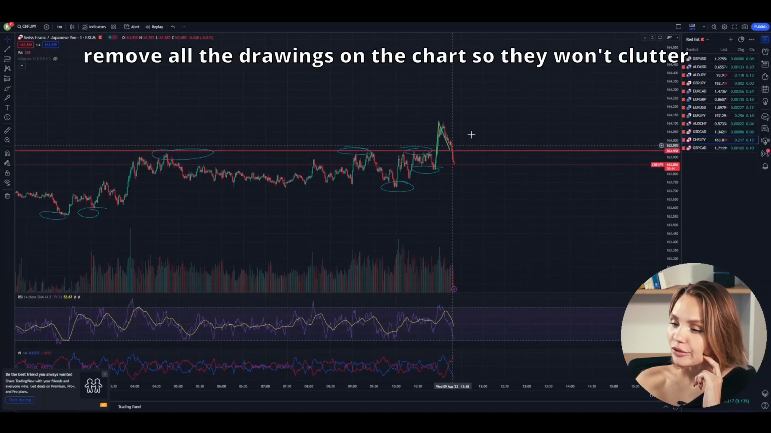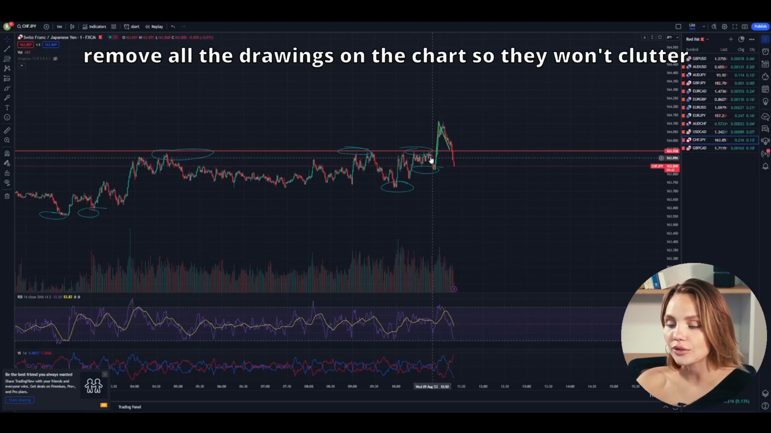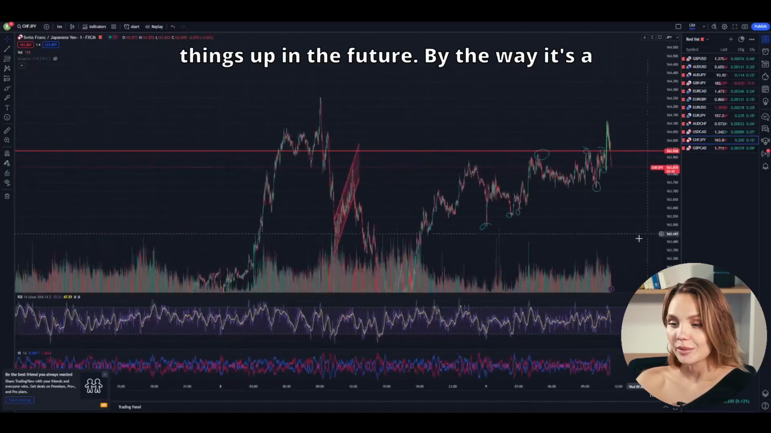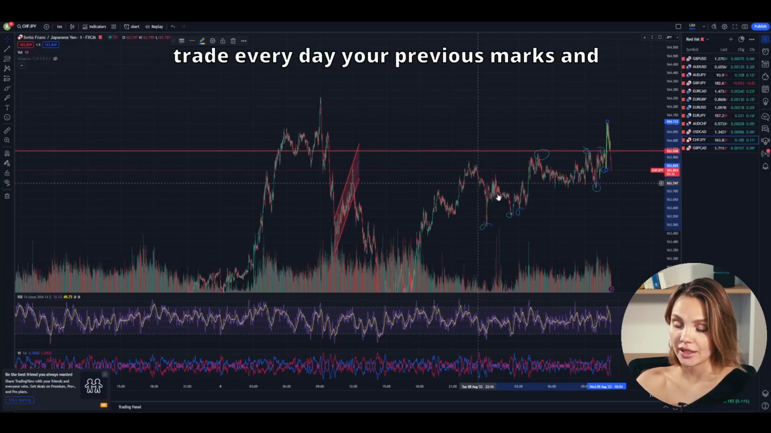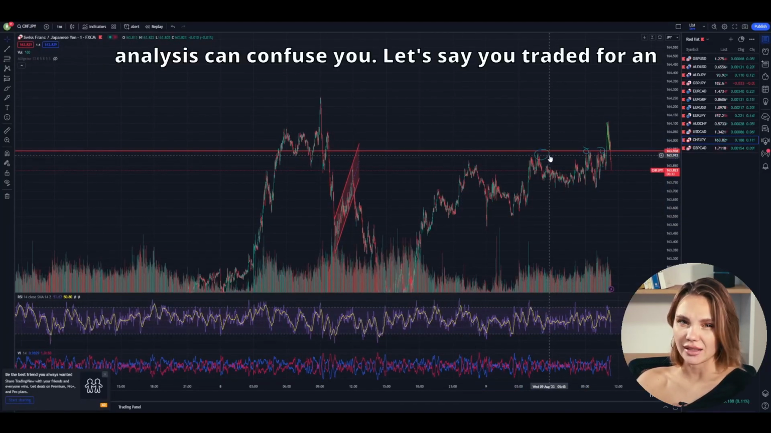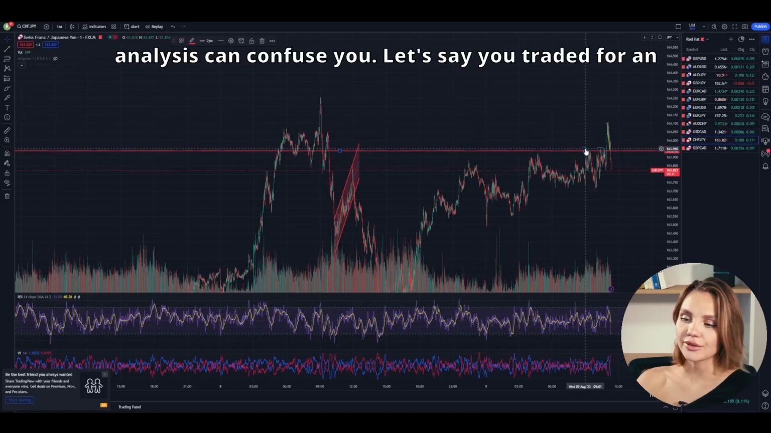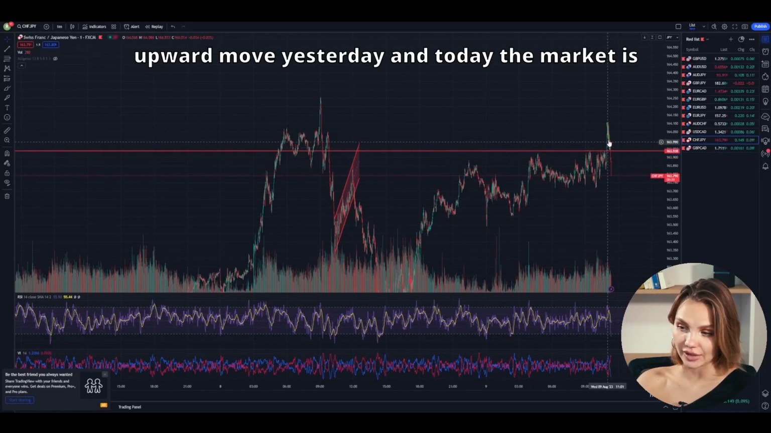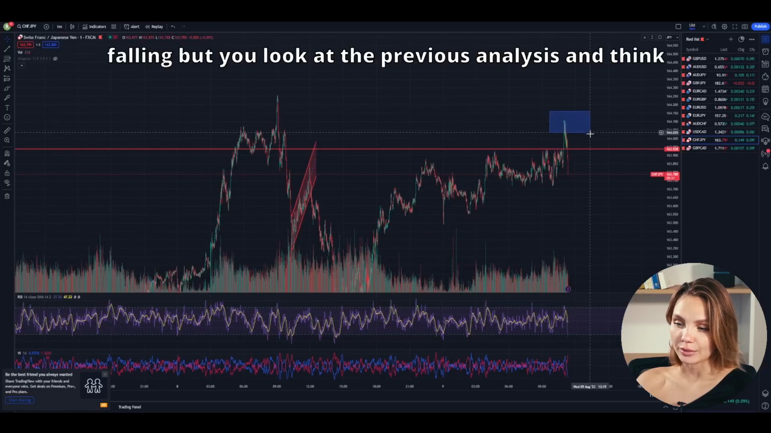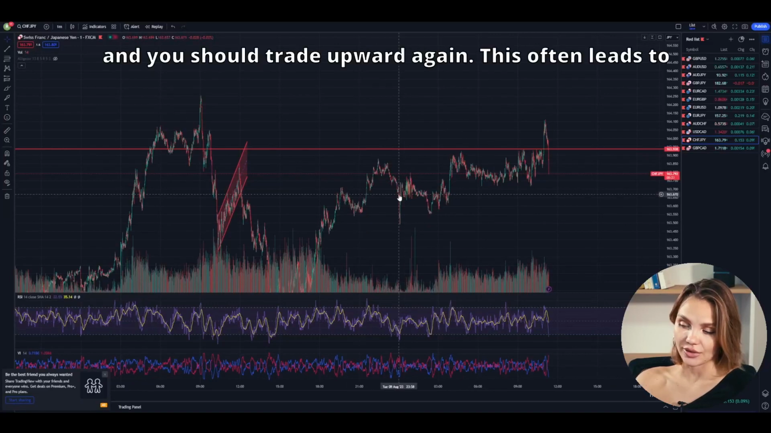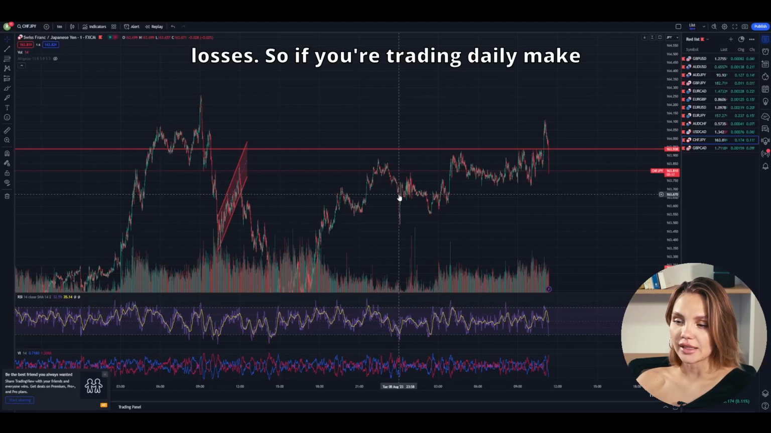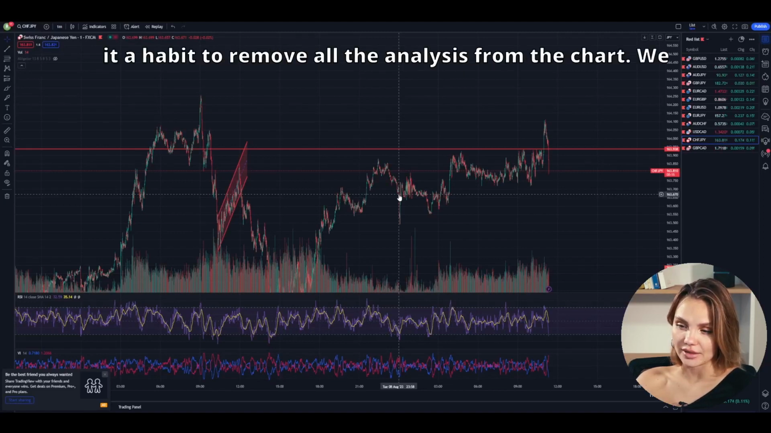I'll go ahead and remove all the drawings on the chart so they won't clutter things up in the future. By the way, it's a good habit to delete previous marks on the chart. If you trade every day, your previous marks and analysis can confuse you. Let's say you traded for an upward move yesterday, and today the market is falling, but you look at the previous analysis and think that the upward trend is still ongoing and you should trade upward again. This often leads to losses. So if you're trading daily, make it a habit to remove old analysis from the chart.